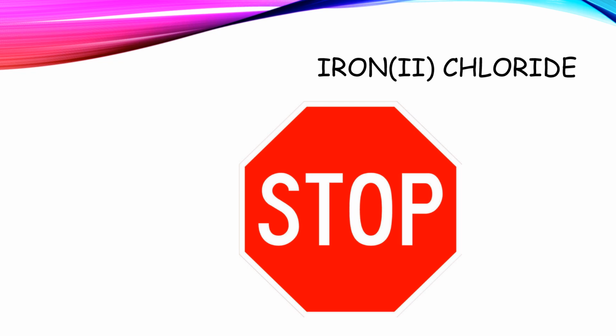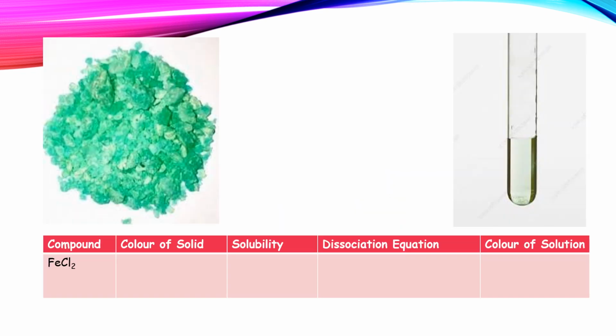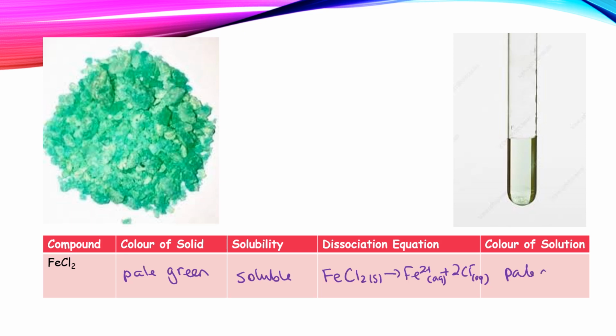Stop the video and check your data sheet and complete the table. You can see that iron 2 chloride is a pale green solid. It's soluble in water, so it has a dissociation equation. Remember, 2 chloride ions has to balance. And the colour of the solution is pale green.